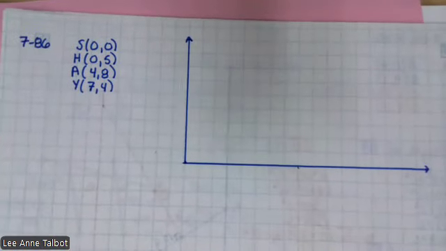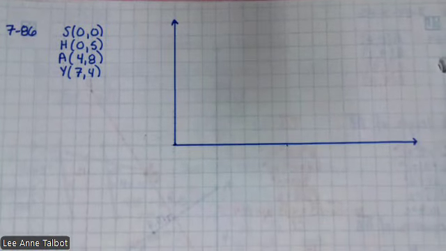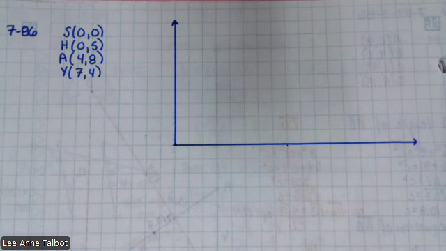Back to the notebook later that day. Okay, this is what I want you to do. Last problem. Graph these four coordinates, then go back to your shape page and figure out which shape it is.